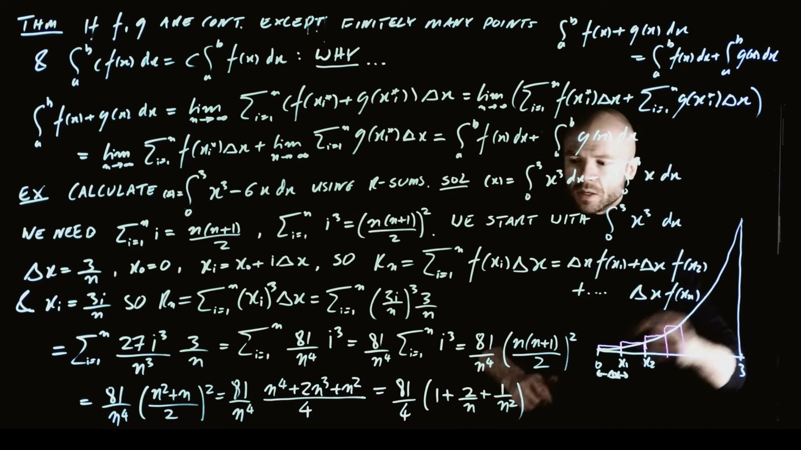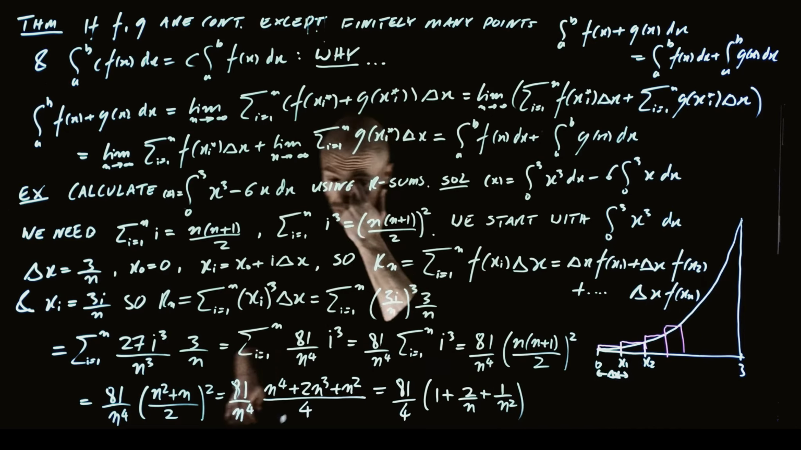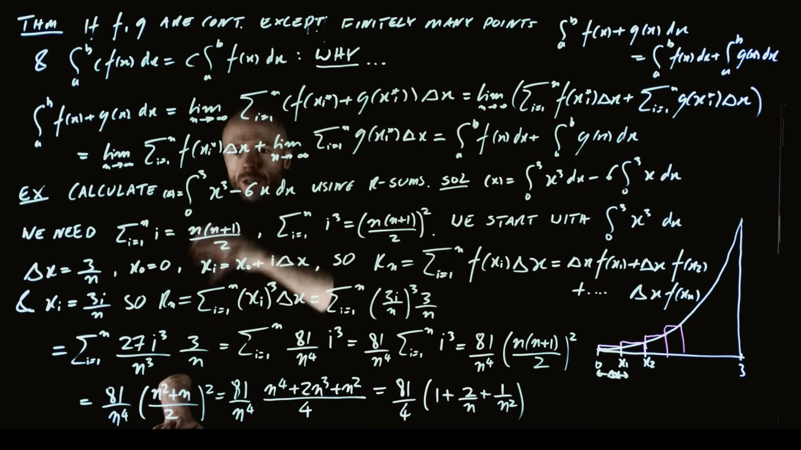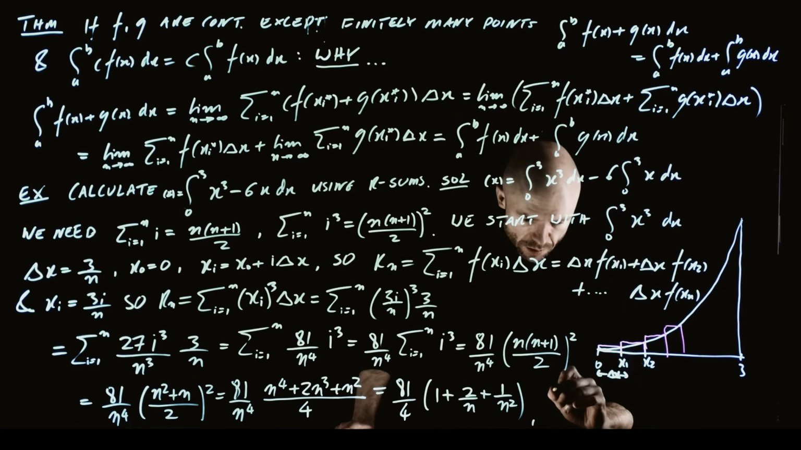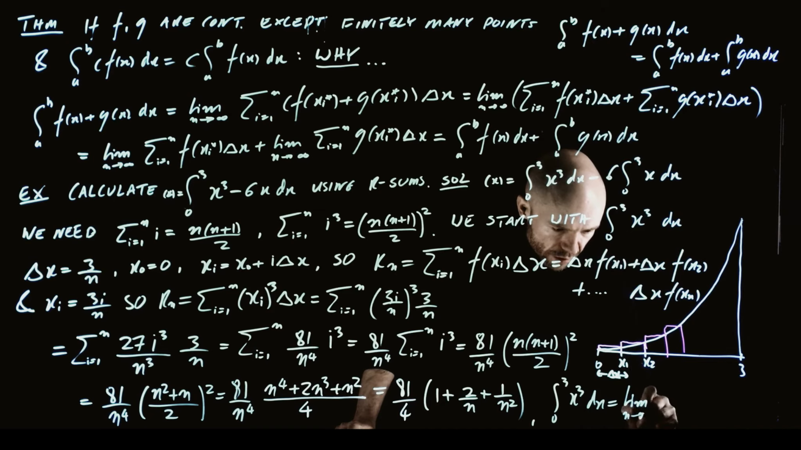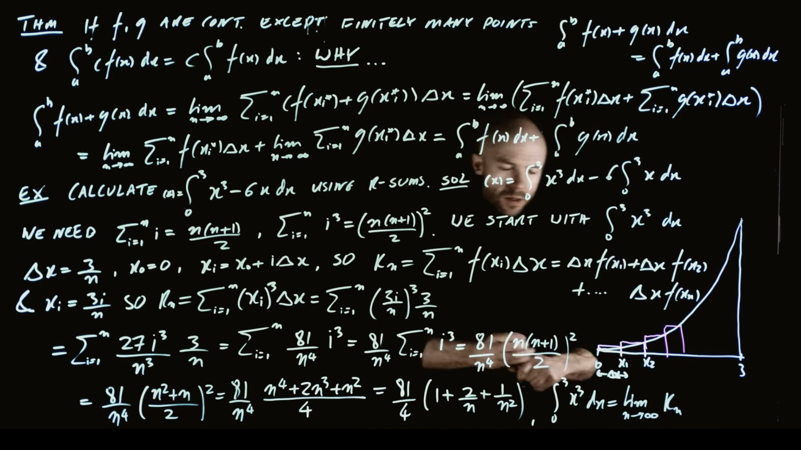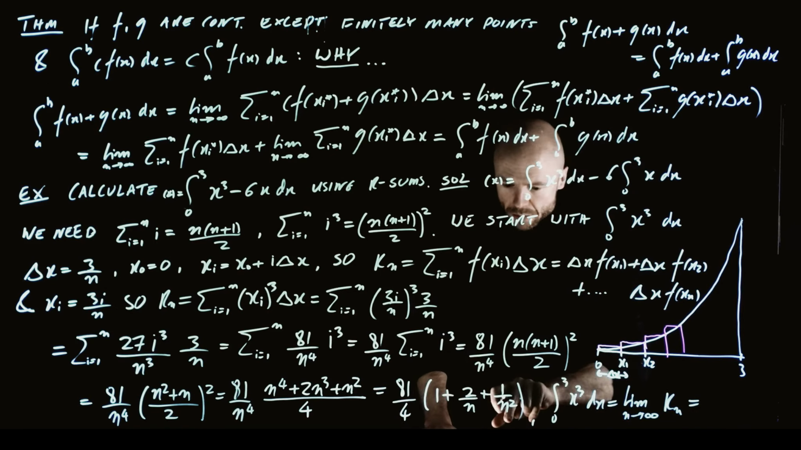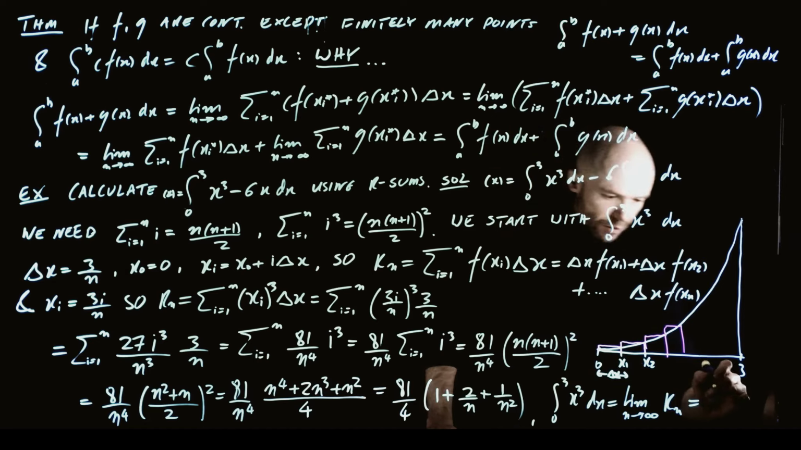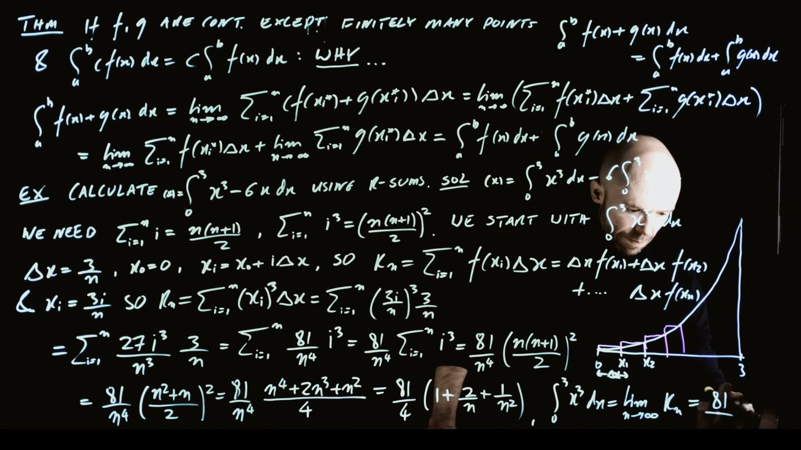Yeah? All right. Now, the actual answer is the limit of this thing as n goes to infinity. So the integral from 0 to 3 of x to the 3 dx is the limit as n goes to infinity of Rn. And it is just equal, therefore, because this will tend to 0, and this will tend to 0, so it's just equal to 81 over 4.